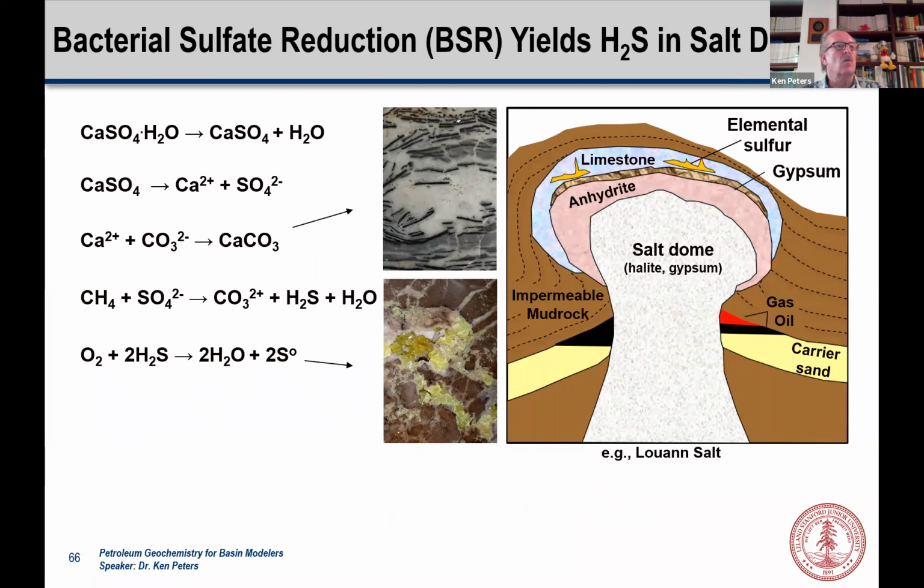Bacterial sulfate reduction is another one to look at. It's sort of analogous to thermochemical sulfate reduction, but this occurs at low temperatures. Here is the Louann salt in the Gulf of Mexico, and you can see a typical salt diapir. These are characterized by limestone and sometimes elemental sulfur within the limestone and the cap, and then anhydrite, and then you have this salt that, of course, is lower density, moving up through these sediments, and you get oil accumulations and gas accumulations at this excellent seal between the gypsum or the halite and the carrier sand.